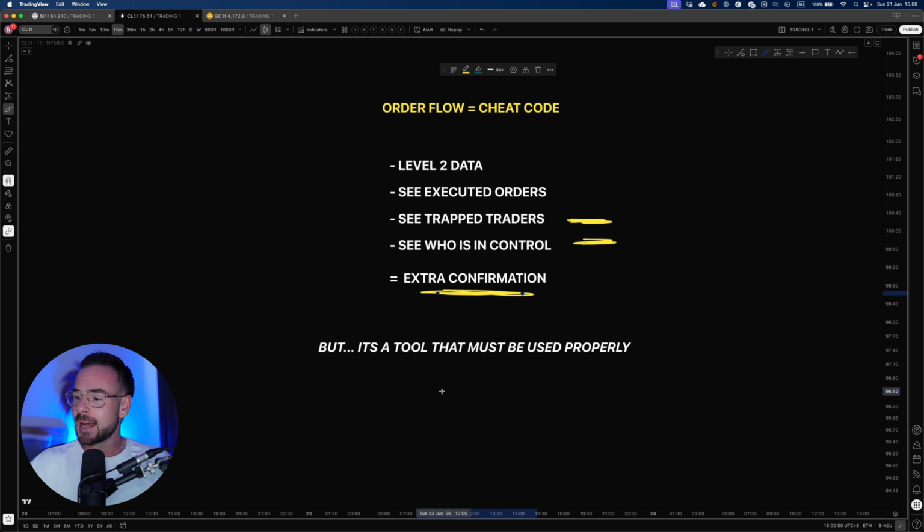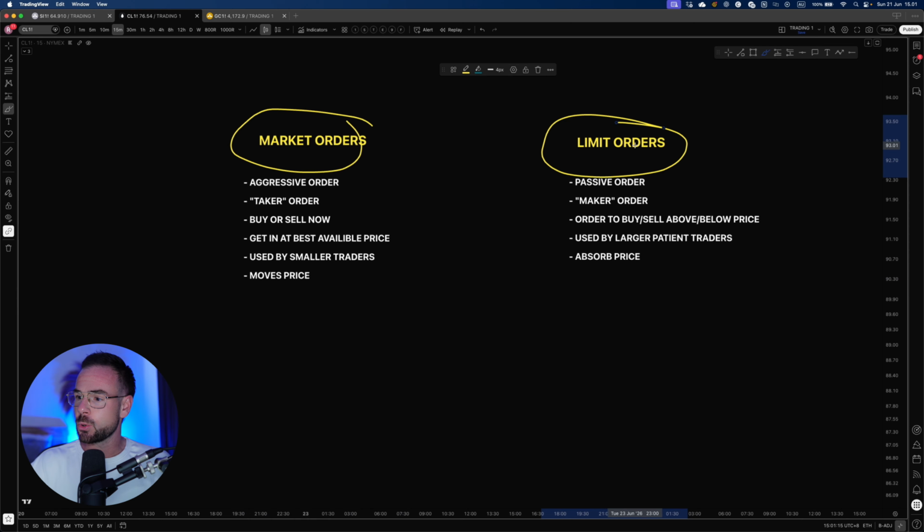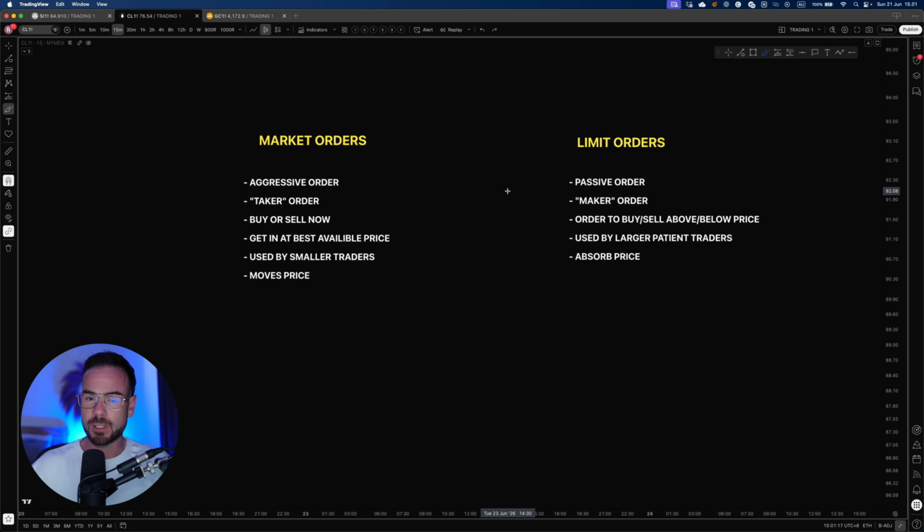But it's so important to understand that order flow is just another tool, okay? Yes, it's a cheat code. Yes, it's extremely powerful, but it's a tool and you need to understand how to use that tool correctly. But before we can analyze the order flow data, it's very important to understand the difference between market orders and limit orders. Okay, this is really, really crucial.